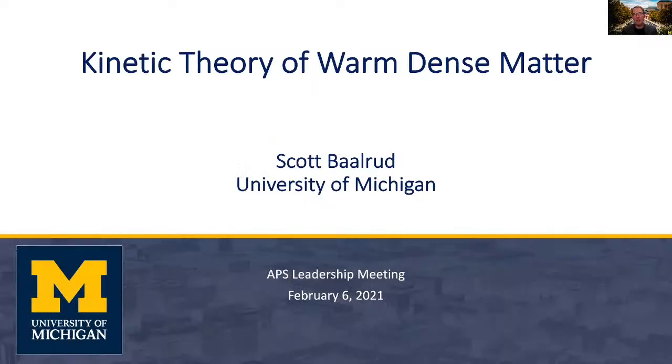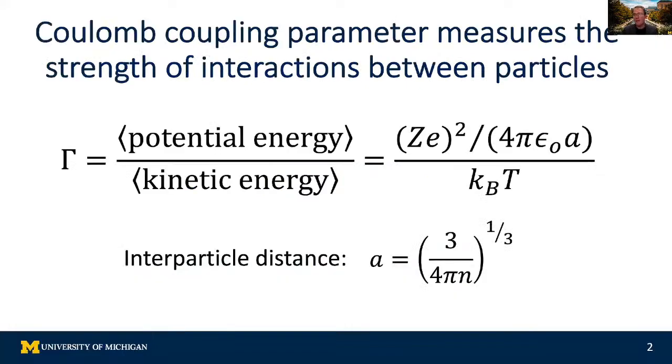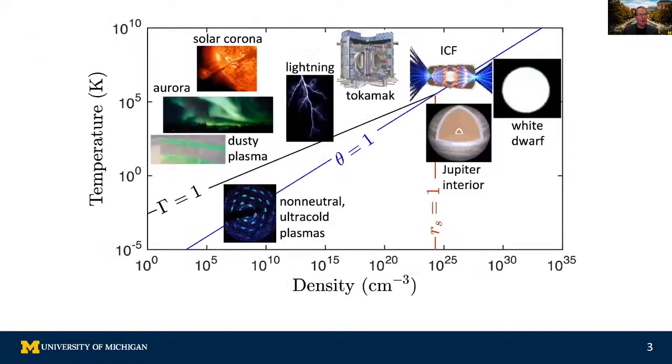Hello, I'm Scott Baalrud from the University of Michigan, and I'll briefly introduce you to a new kinetic theory of warm-dense matter. Warm-dense matter is characterized by a Coulomb coupling parameter near 1. The Coulomb coupling parameter is the ratio of the Coulomb potential energy at the average interparticle spacing to the kinetic energy. It measures the strength of correlations between particles in a plasma.